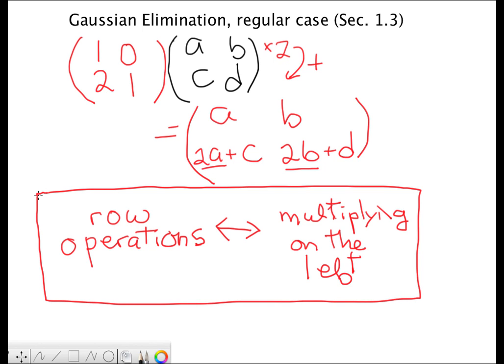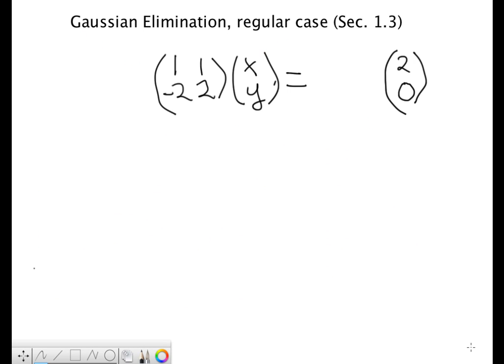So we're going to think of solving a system of equations by doing a bunch of operations where we multiply by matrices on the left. Okay, so let's go back and solve that simple equation that we had before, thinking of it in these terms. This is the 2 by 2 equation we solved a few moments ago.